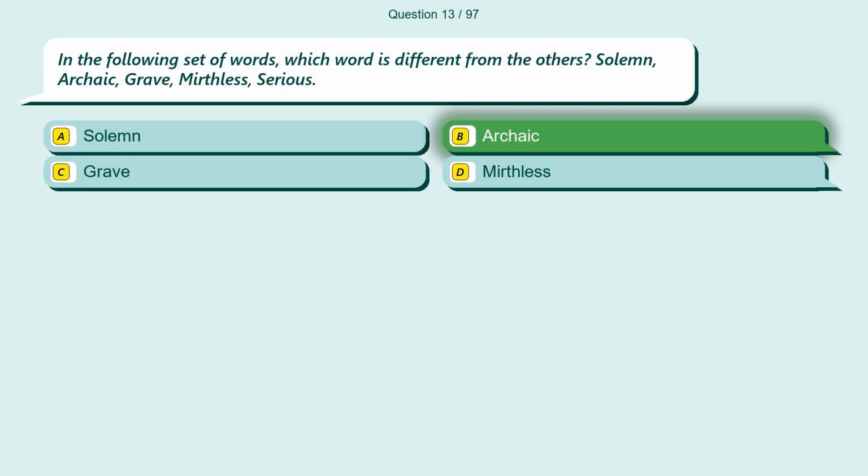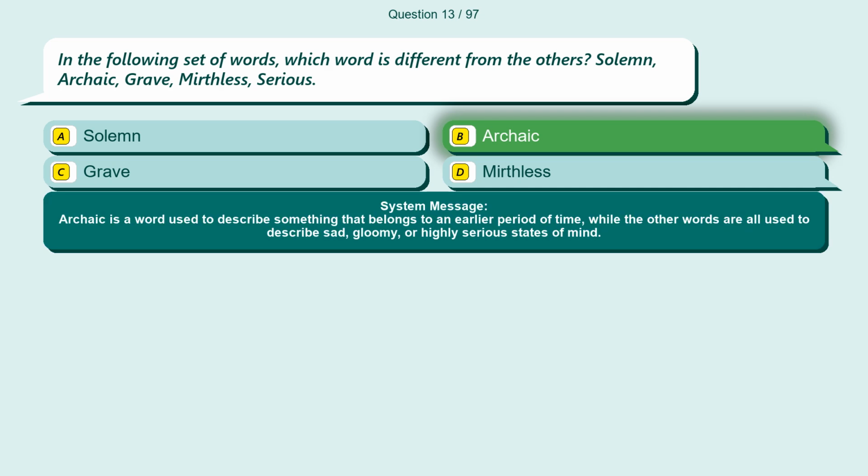The correct answer is option B, archaic. Archaic is a word used to describe something that belongs to an earlier period of time, while the other words are all used to describe sad, gloomy, or highly serious states of mind.